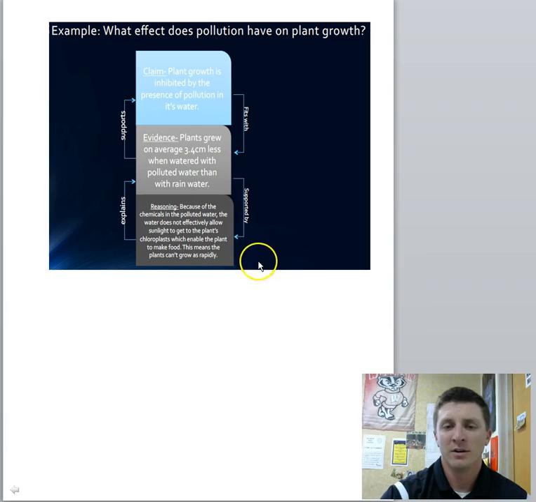What ties that all together and supports it is the reasoning. And the reasoning, again, explains why the evidence supports the claim. So reasoning here: because of chemicals in the polluted water, the water does not effectively allow sunlight to get to the plant's chloroplasts, which enable the plant to make food. This means plants can't grow as rapidly. As you can see here, this reasoning is a logical explanation of why this evidence supports this claim. This would be a proper and good evidence-based response, and what I would be looking for in your scientific writing.